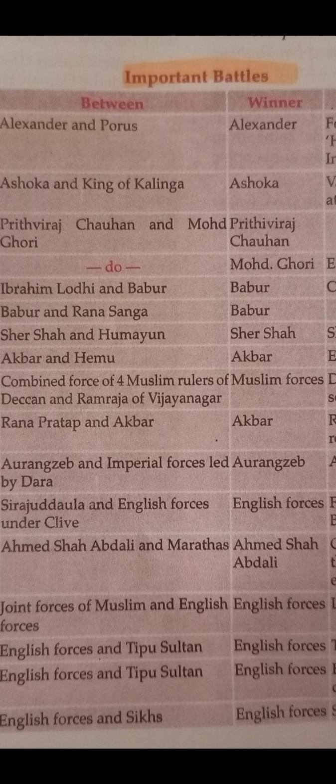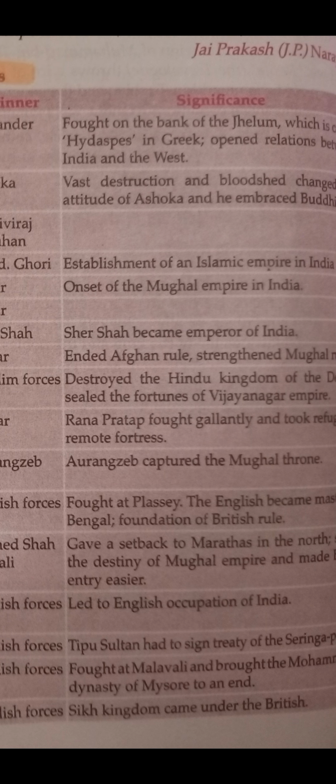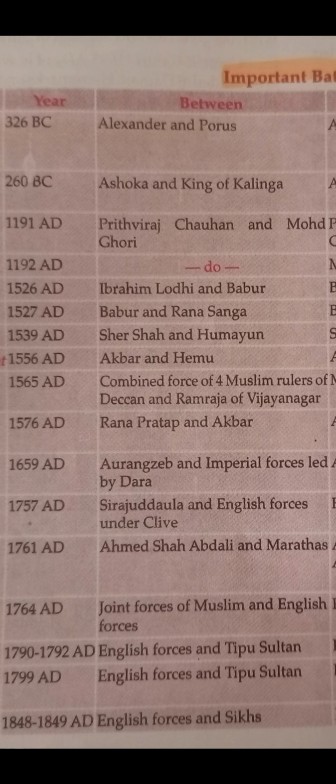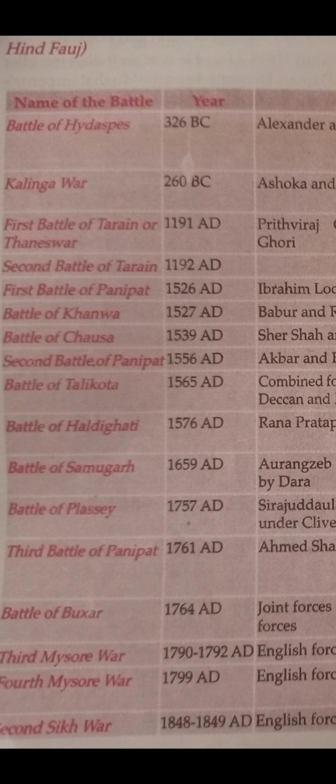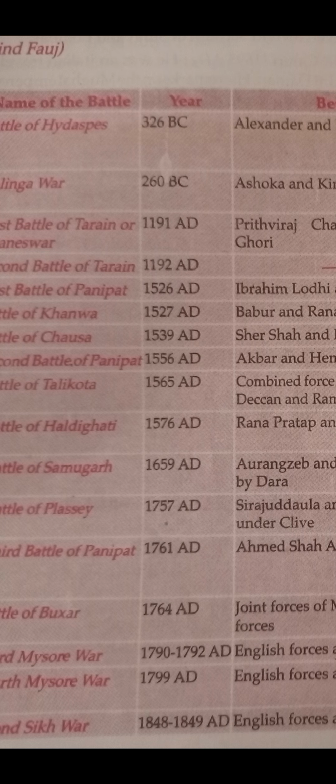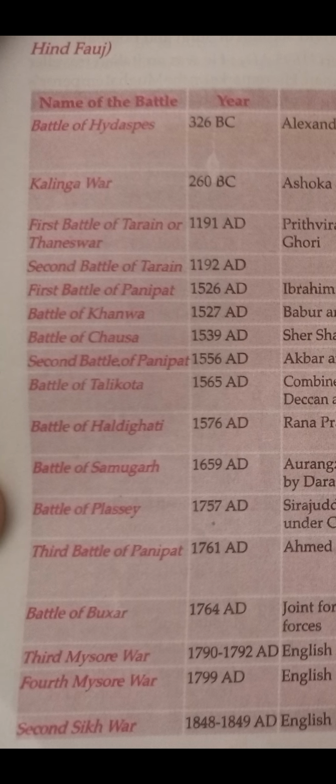Now, when the battle took place between Akbar and Himu, Akbar won, and Afghan rule was ended. So that was all about the Mughal Empire battles: 26, 27, 39, and 56. Chausa, and then the second Panipat started.